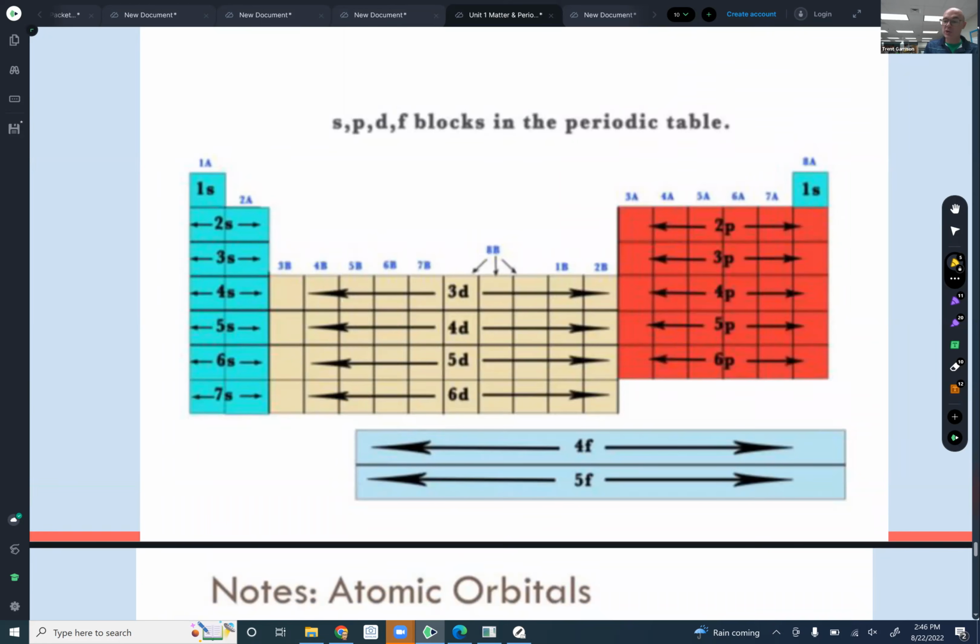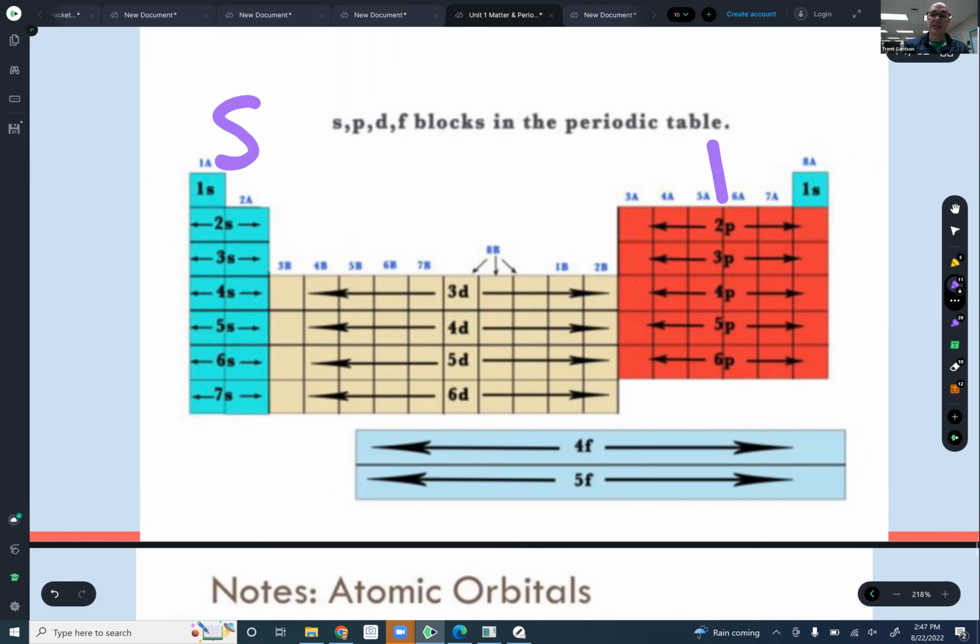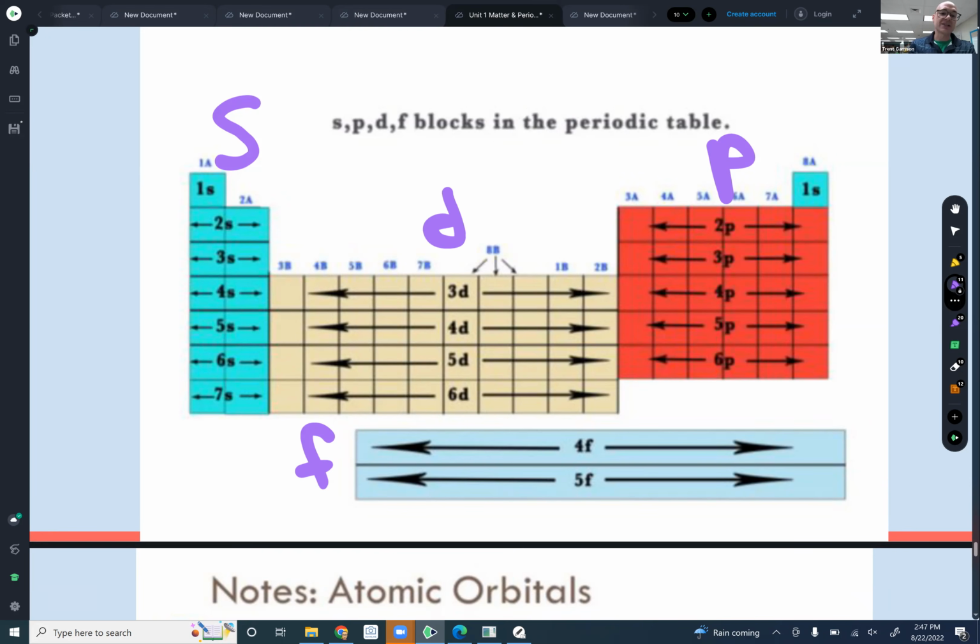So now here's where I reveal the other letters. I have shown you where the S's are located and where the P's are located, keeping in mind that helium is also an S. It's on the wrong side, but that's just the way it's positioned on the periodic table because it's a noble gas as well. The D's happen to be in the middle, and the F's happen to be the actinide and lanthanide series down at the very bottom.